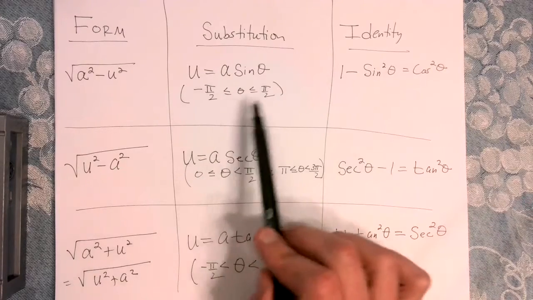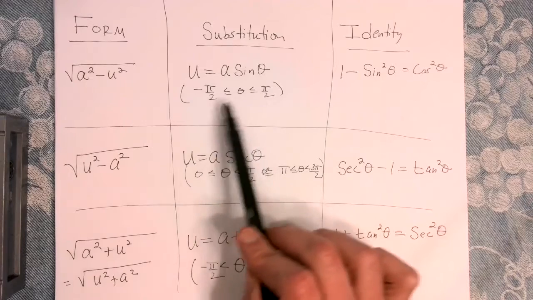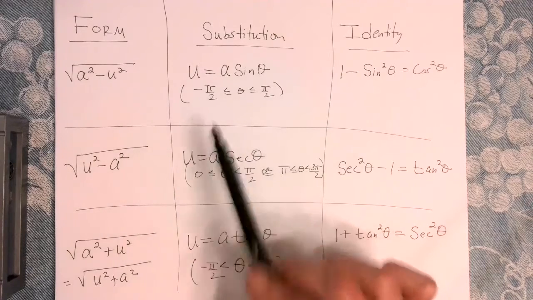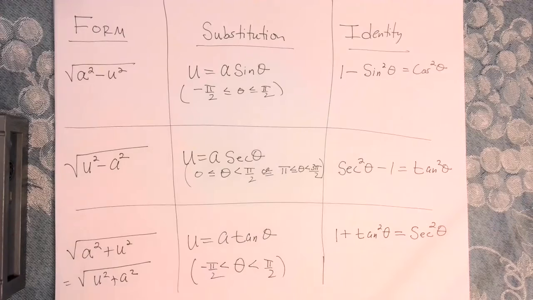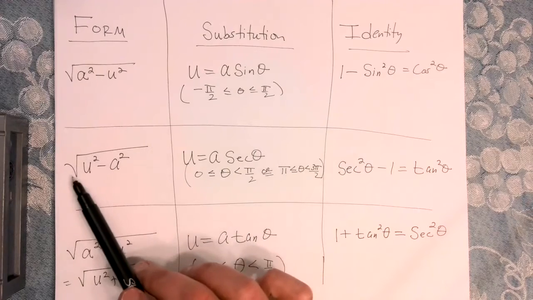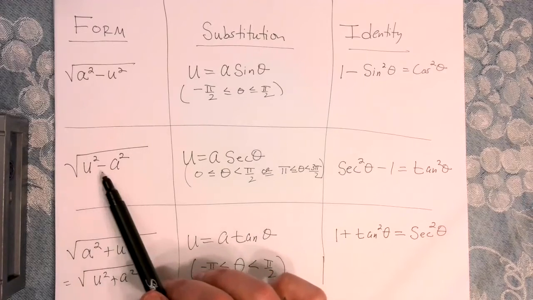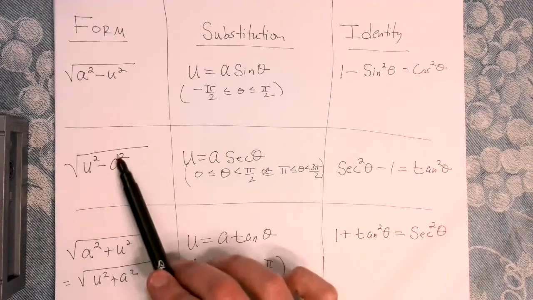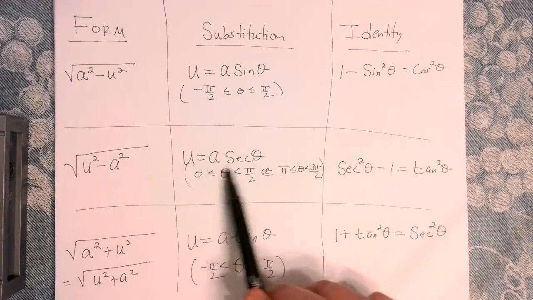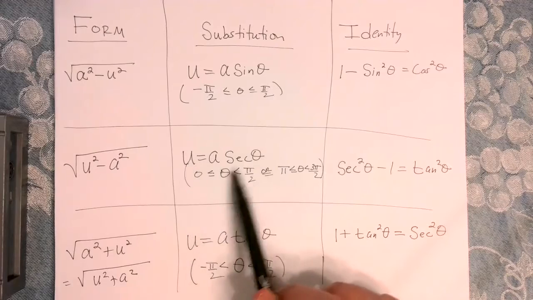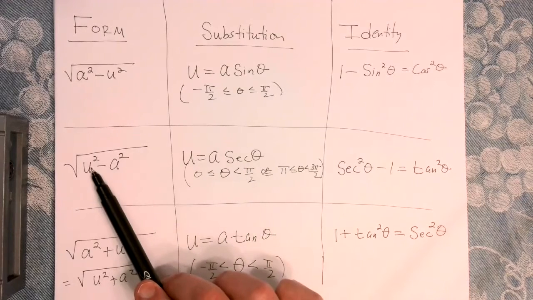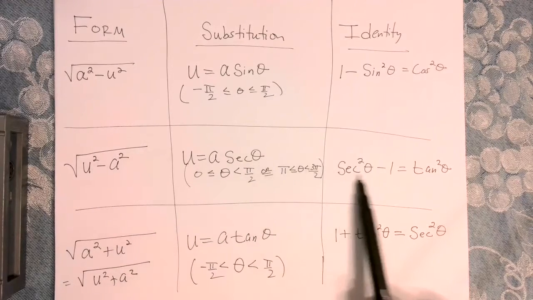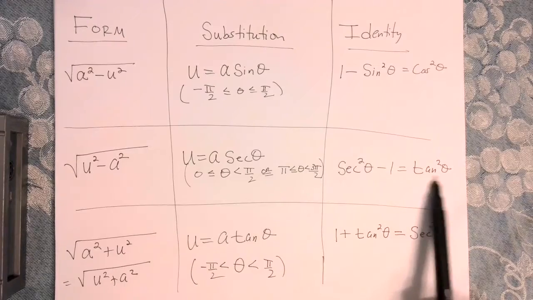The understanding is that the thetas are restricted so that when I take the square root, I don't need absolute values. A second form is square root of u squared minus a squared. Again, variable stuff, constant stuff. We make the substitution because when we plug that in for u and do some algebra, we get a Pythagorean identity that collapses the radical.